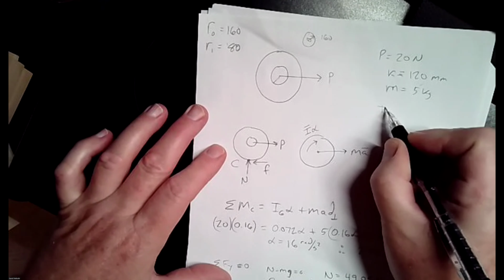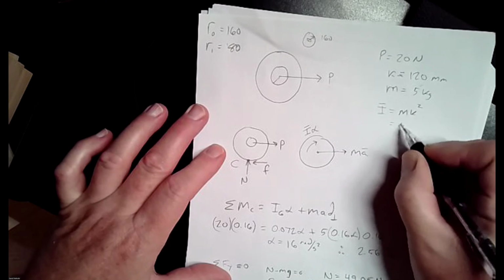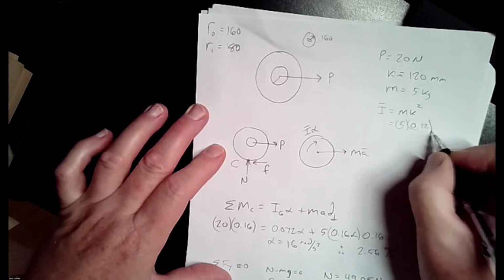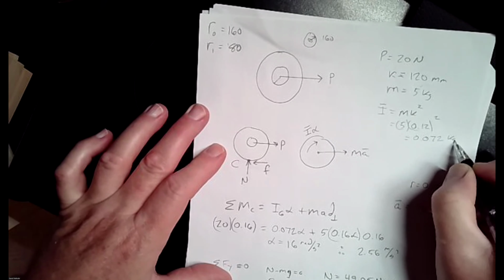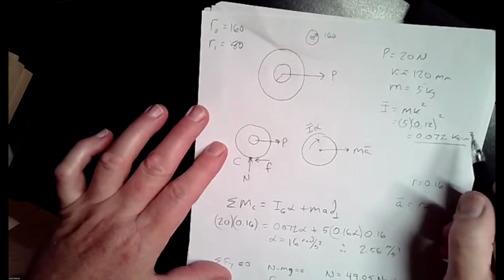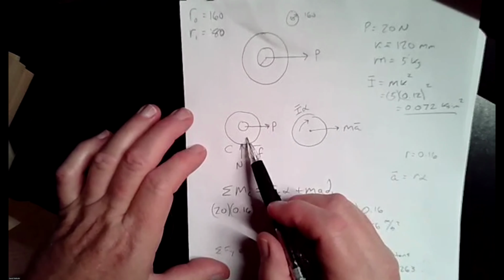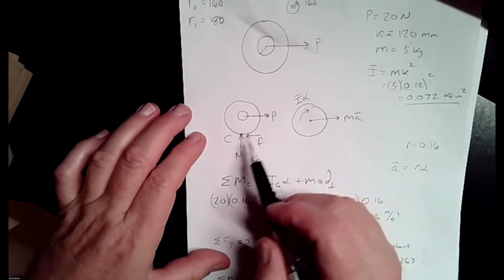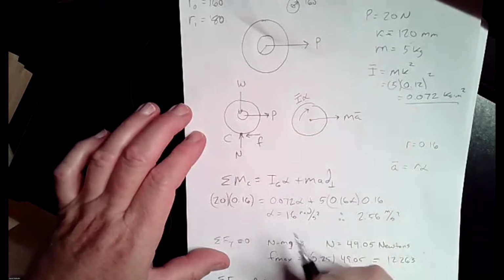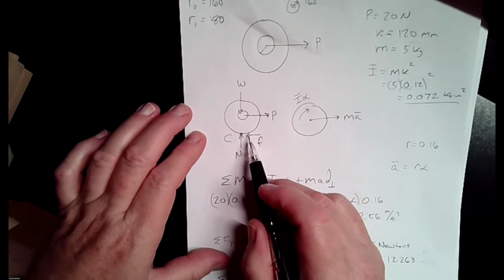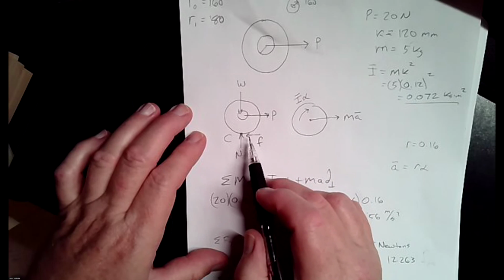So of course we know that I for that is equal to mk squared, or 5 times 0.12, always converting to meters, squared, which gives me 0.072 kilogram meter squared. Now that won't change because the disks are the same for both case one and case two. Now, if I look at the free body diagram, what do I have? I have the load P, I have normal force, I have the weight, and I also have the friction pointing this way. So again, the friction has to be there, otherwise it would slide. In order for it to roll, there has to be some friction there.